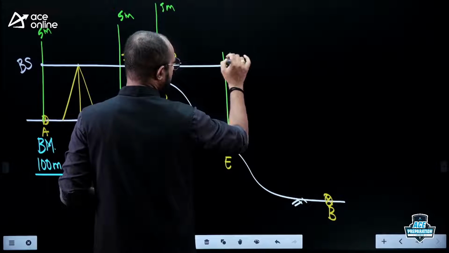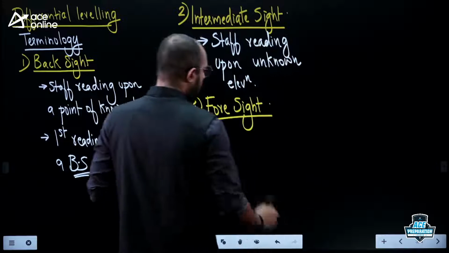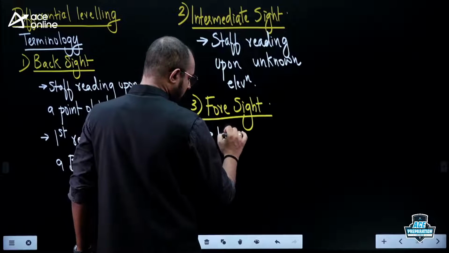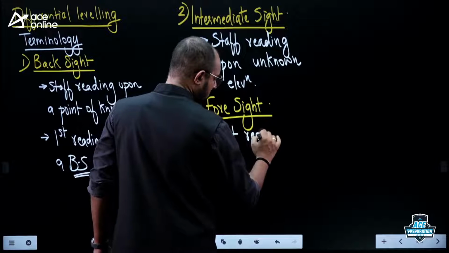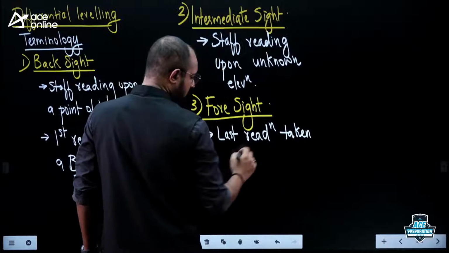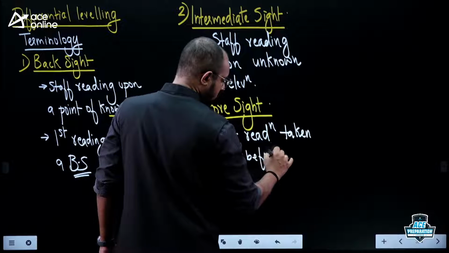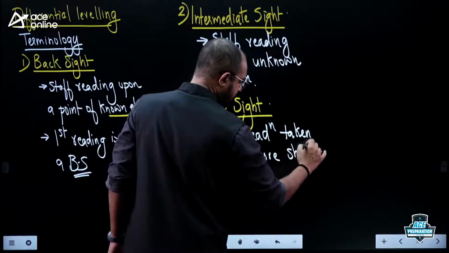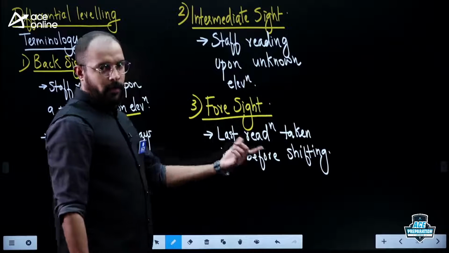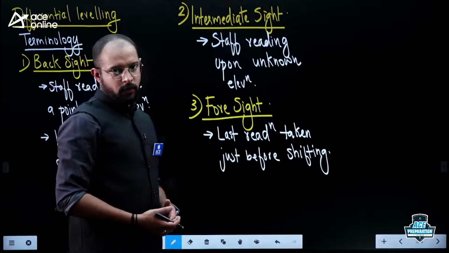What should I call it? I should call it Foresight. So how can I define Foresight? I write like this. Last reading taken towards a point of unknown elevation just before shifting the instrument. That is what we call a Foresight.